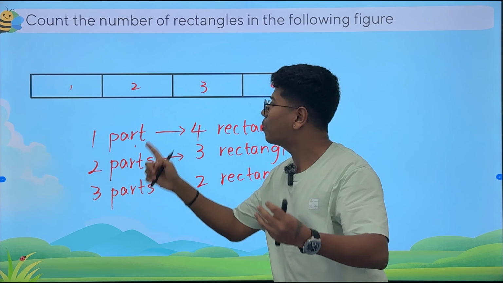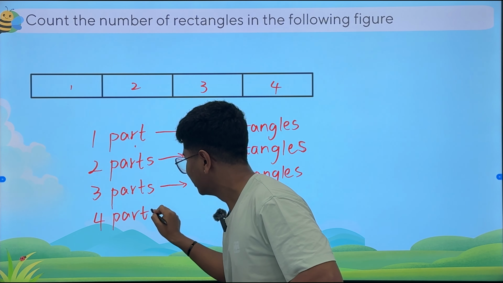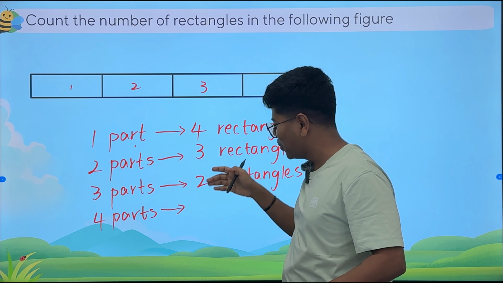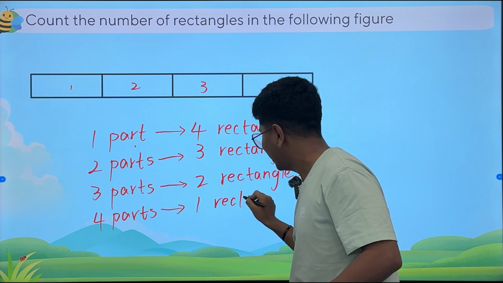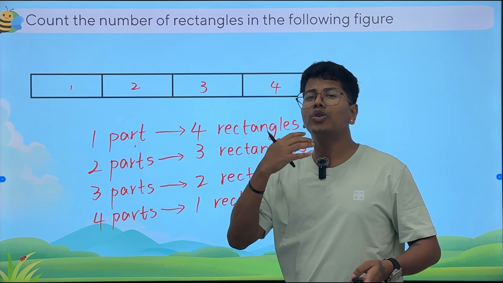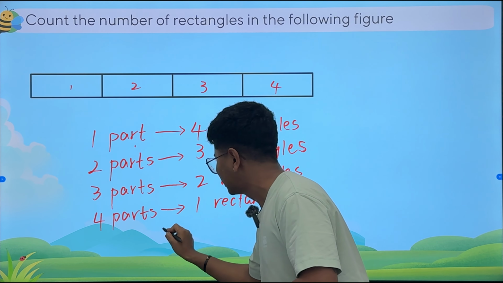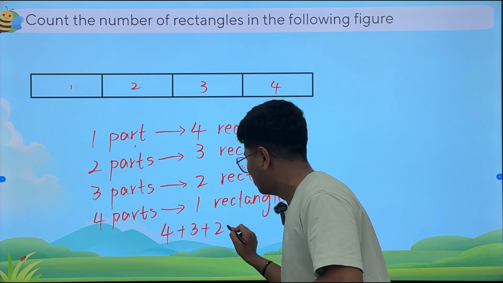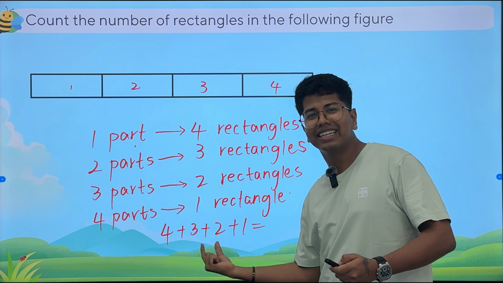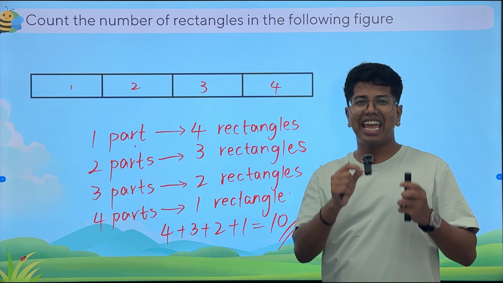Next will be 4 parts all together. If I combine all 4 parts together, then how many rectangles will there be? Oh, it's one big rectangle, and it's 4, 3, 2 and 1 also. So it's 1 rectangle. Now what should we do in order to count the total number of rectangles? Lovely, just add them up. So the total number of rectangles is 4 plus 3 plus 2 plus 1, which is, if we calculate, 4 plus 3, 7, 7 plus 2, 9, 9 plus 1, perfect, just 10. So here there are in total 10 rectangles.